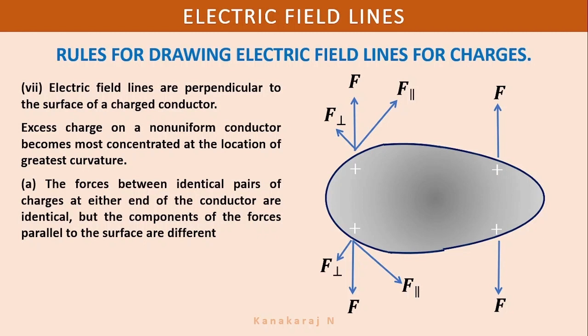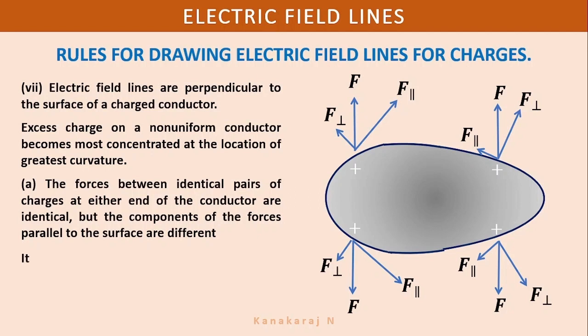Whereas on the right end, we have a parallel component and a perpendicular component. The right end is a sharp end, therefore it has a high magnitude of perpendicular component and less magnitude of parallel component. Now, we have to compare only the parallel component of the two pairs of charges on either end of the conductor. On the left end, we have more magnitude of the parallel component, and on the right end, we have less magnitude of the parallel component.